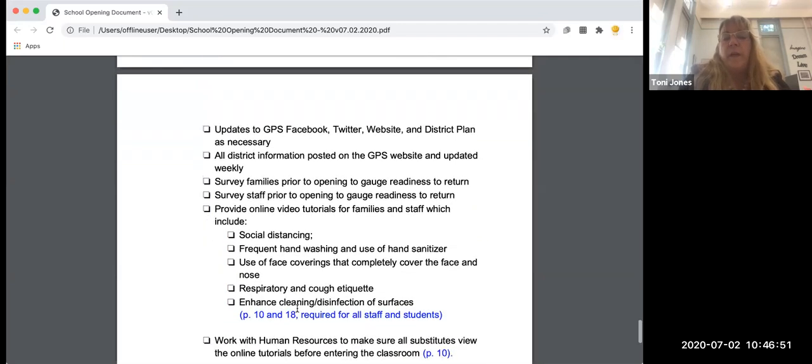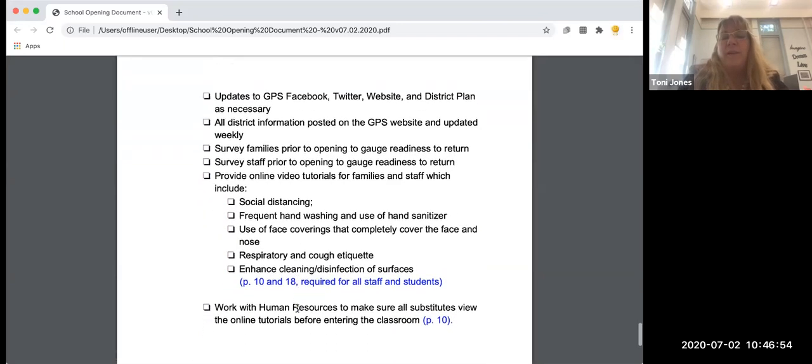We are surveying our families prior to the opening, which I mentioned went out yesterday. We're also surveying staff, which goes out today. And this is going to be very helpful for readiness to return.